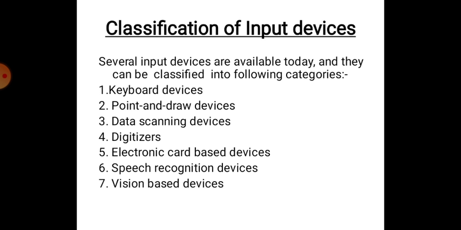Then there are data scanning devices. There is a scanner which scans documents, as you have seen when you sent your 10th class marks statement or 12th class filled in forms. Those documents are scanned. Then there is a digitizer, which will convert the data into digitized form. Then electronic card based devices: you have used electronic cards when you went to the ATM system, you have an ATM card, which acts as an input device.